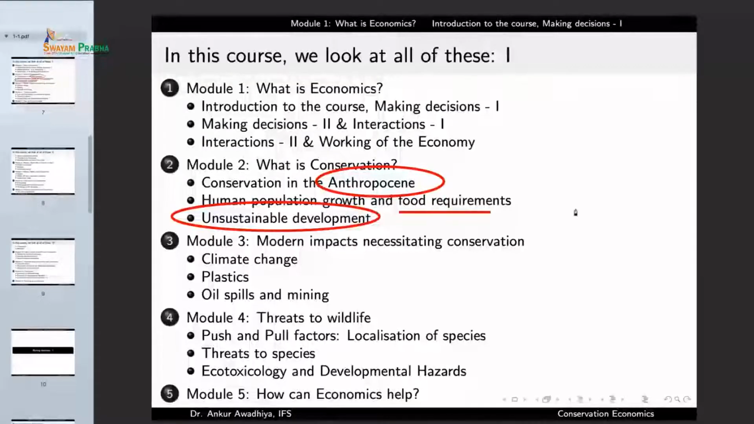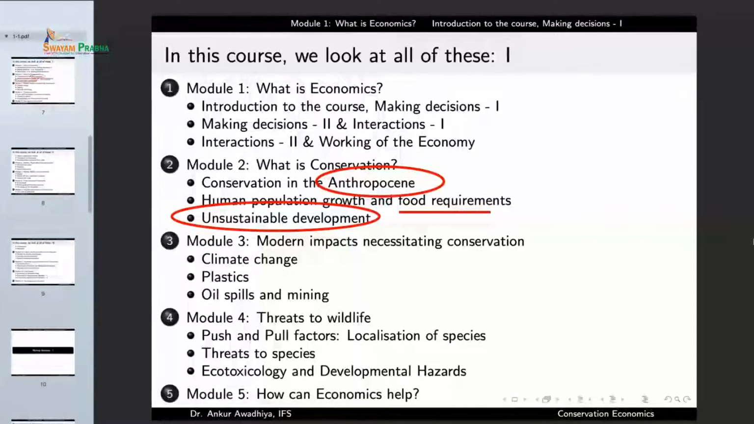We do not overexploit the resources so that nothing is left for our children and our grandchildren. That is sustainable development. In the third module, we will talk about the modern impacts that necessitate the conservation. We will talk about things like climate change, plastics, oil spills, and mining. Now, these are certain impacts because of which conservation has become an urgency.